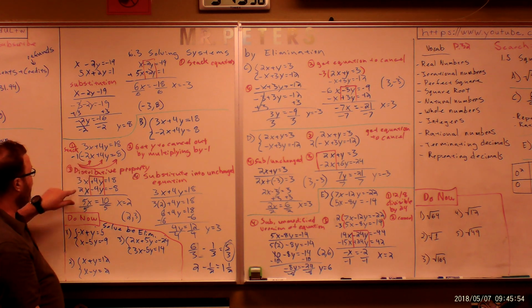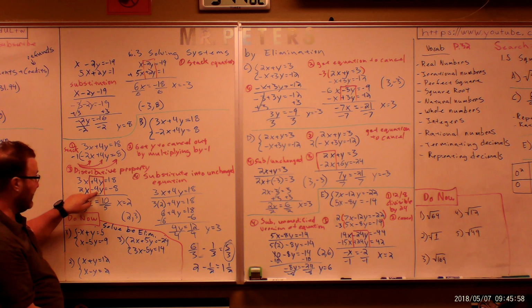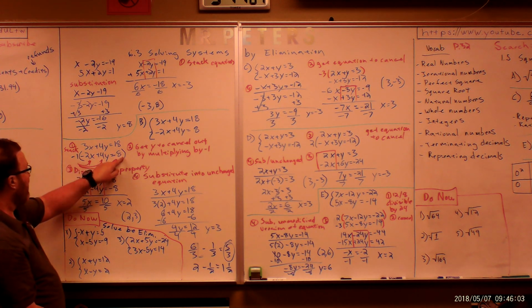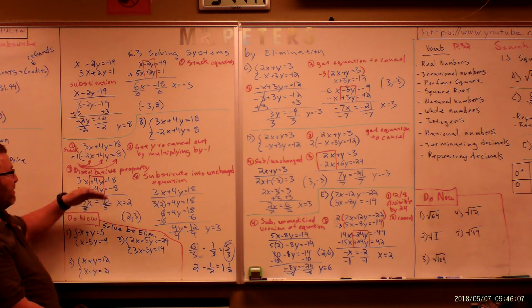Negative 1 times negative 2 is positive 2x. Negative 1 times 4, negative 4y. This is why we did it, right? To cancel our y's. Negative 1 times positive 8, negative 8. Then I follow all the same steps. I stack them on top of each other.